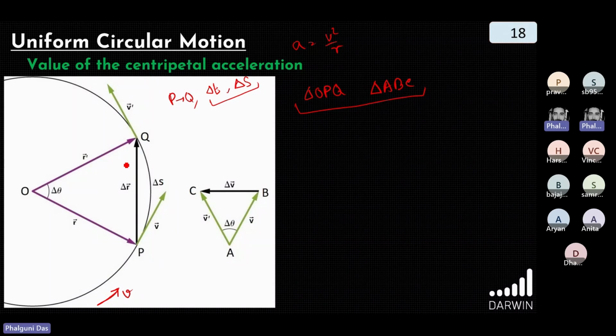Can you remember the example we have taken in the motion in a plane case, that for 2 points, the angle between the velocity vectors and the angle between the position vectors are same?